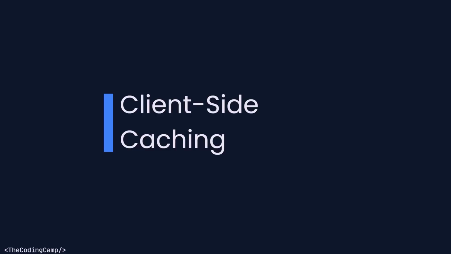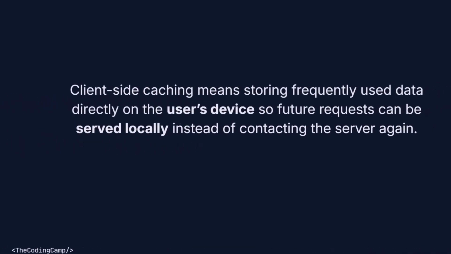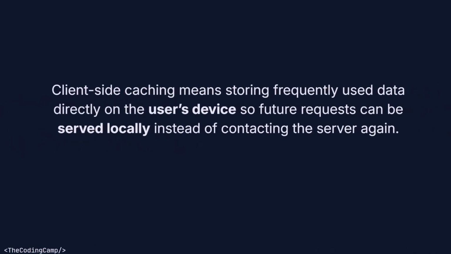If you've ever opened an app and noticed that images appear instantly, pages load faster the second time, or some data works even without the internet, then you've already experienced client-side caching in action. Client-side caching means storing frequently used data directly on the user's device, so future requests can be served locally instead of contacting the server again. The client could be a web browser, mobile, or desktop app.